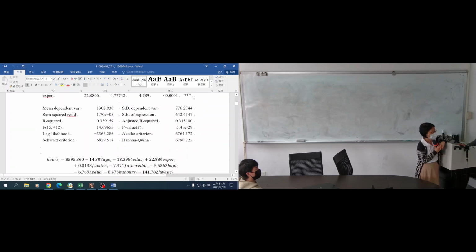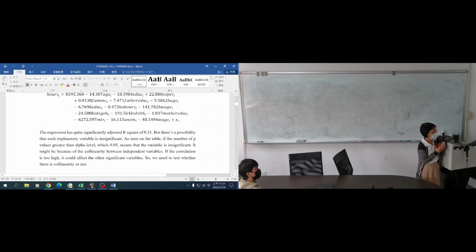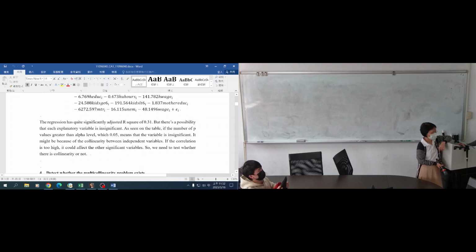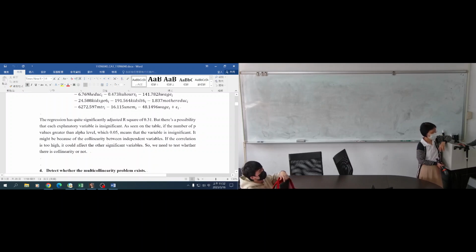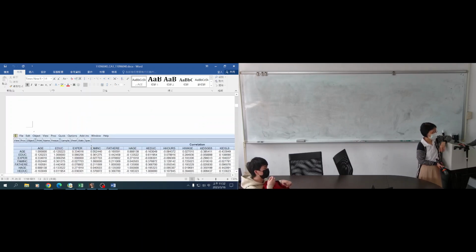And then these are the equations. The regression has a quite significant R square of 0.31, but there's a possibility that each explanatory variable is insignificant. As seen in the table, if the p-value is greater than the alpha level of 0.05, it means that the variable is insignificant. It might be because of collinearity between the independent variables, so we need to test whether there is collinearity or not. And this is the pairwise.